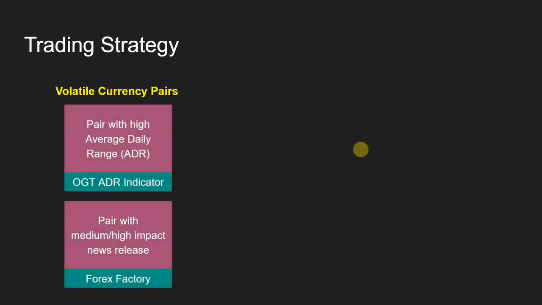So now we know what the zone recovery system is. What is my strategy? My strategy is to find volatile currency pairs. Now there are 2 ways that I do this.